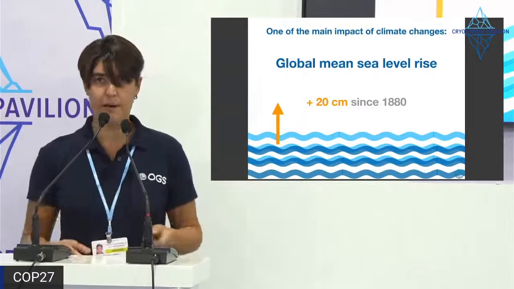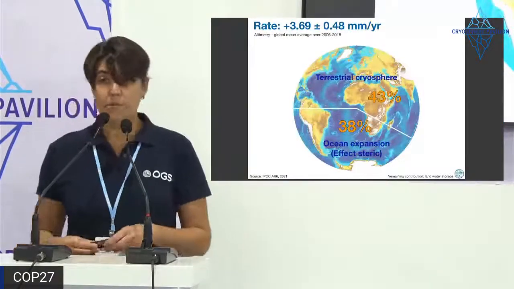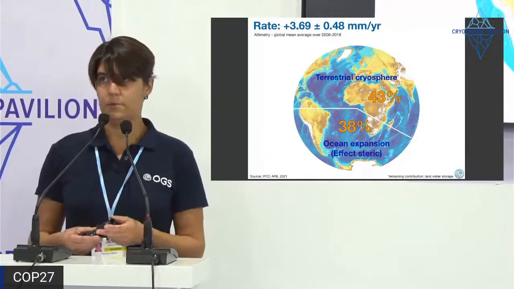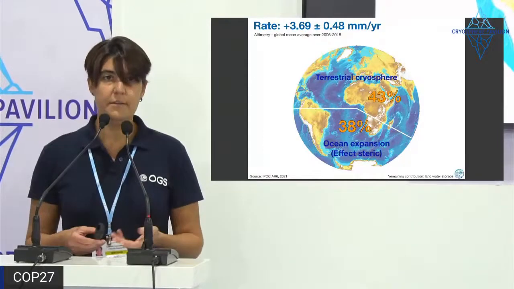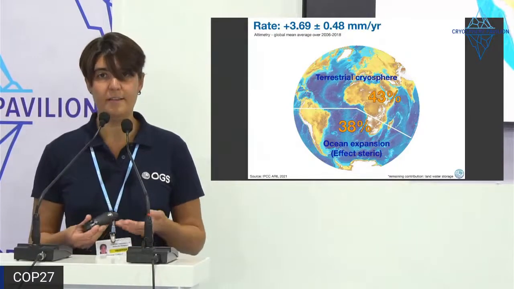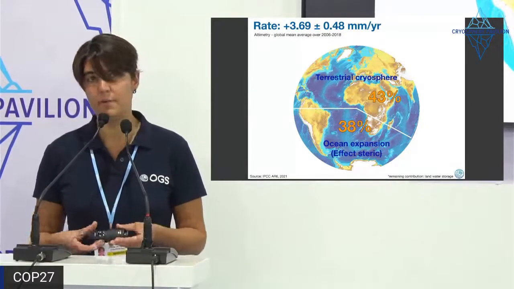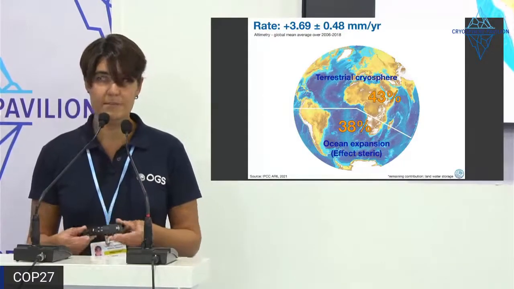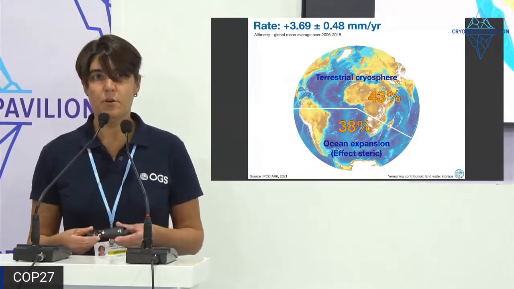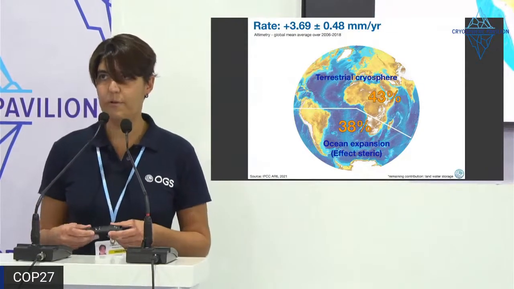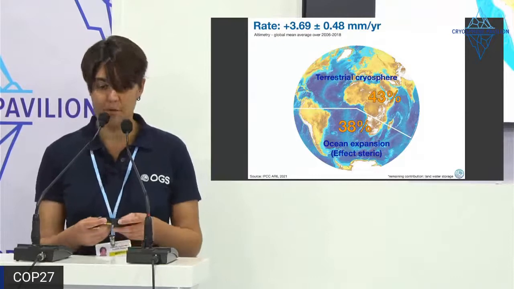There are two main contributors to global mean sea level rise. One is ocean expansion. Ocean thermal expansion is important. As I said, the ocean absorbs 90% of the heat excess that we introduce in our system, and the rest is due to cryosphere melting. And then there is a little part about underground storage of water as well.